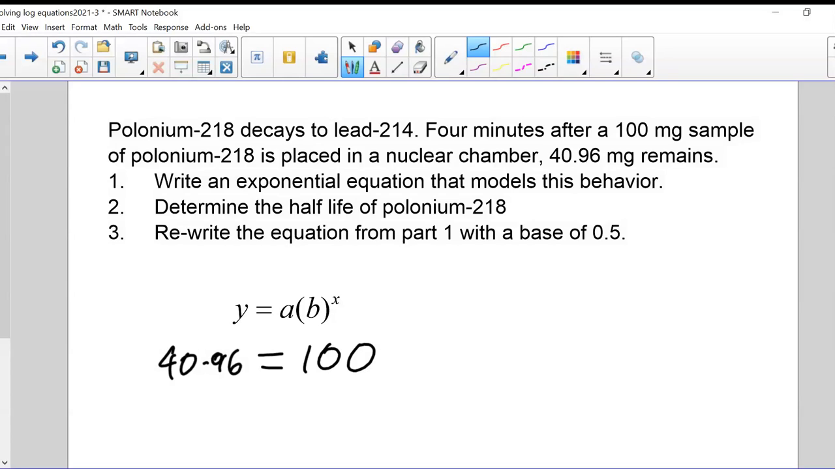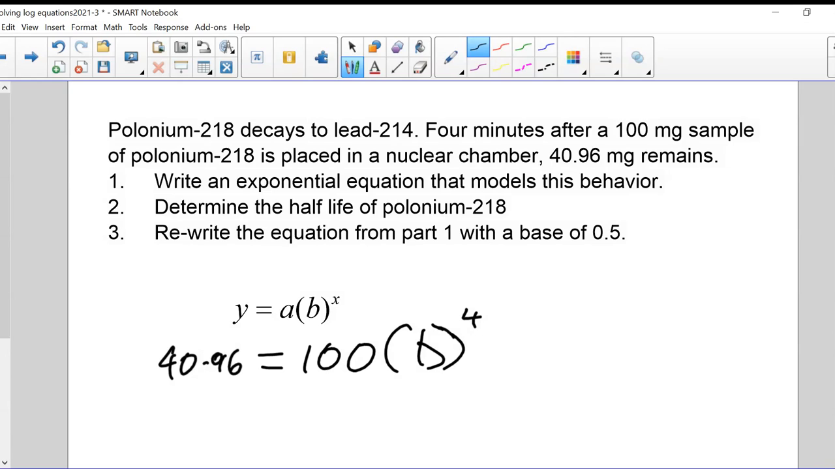So there's one thing we don't know, and Noah thinks it's the x, and so does Jeremy, and they're both right. That is exactly the case. We don't know the b. We don't know the base. That's what we don't know. We know that if you put this in for 4 minutes, the initial 100 becomes 40.96. We just don't know what base you're using to get to that.